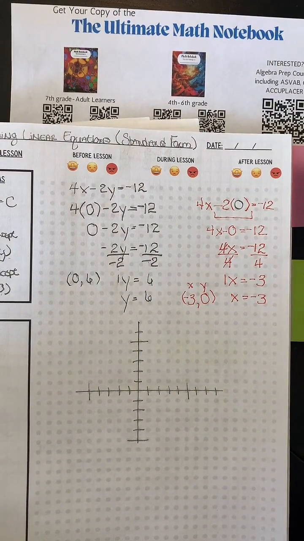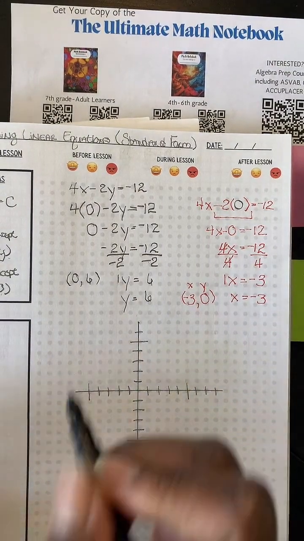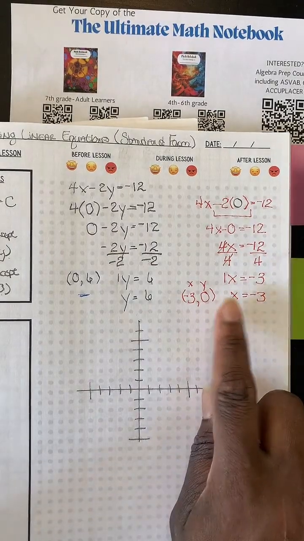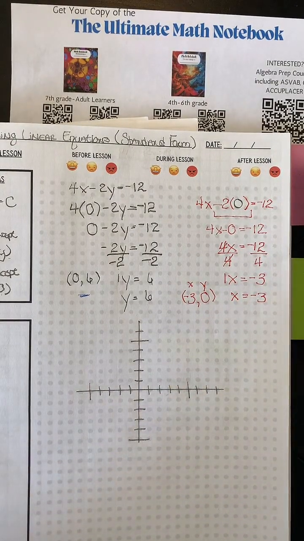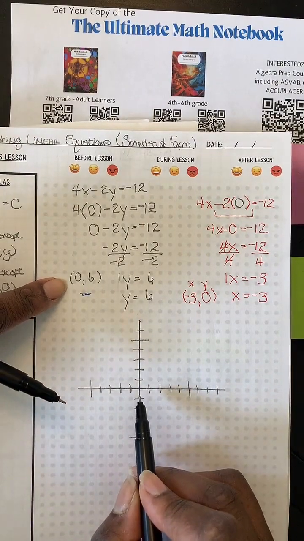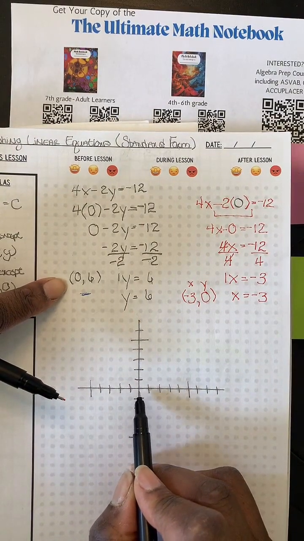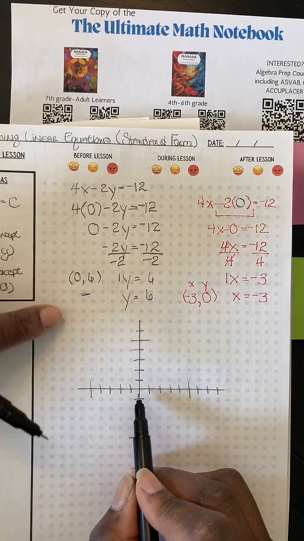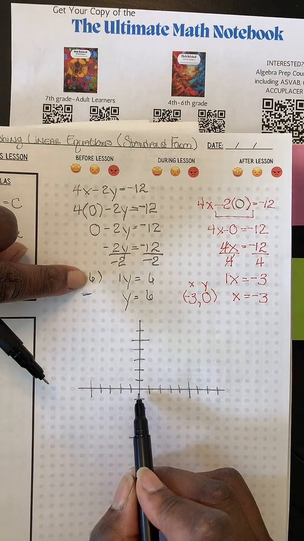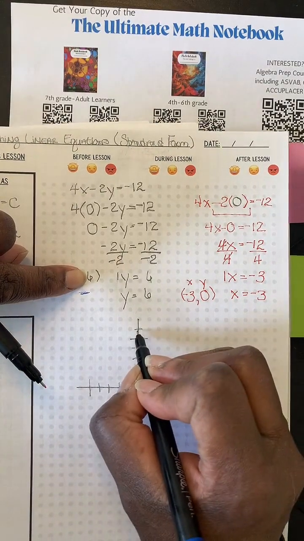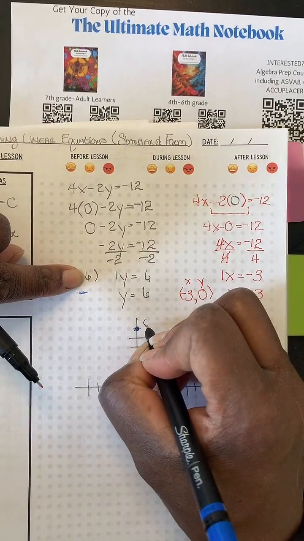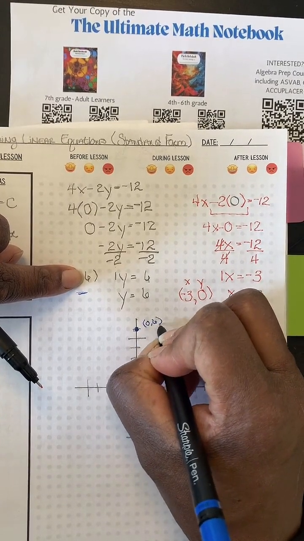I'm going to be using 2 different colors. I'm going to use blue for my y-intercept, and then my x-intercept, I'm going to keep in red. So for the y-intercept, I always start at the 0. If I'm going to point 0, 6, I don't have an x value. That means I'm not doing any running. But I do have a rise of 6. So I go up to 6 and I make my first point. So that is going to be 0, 6.